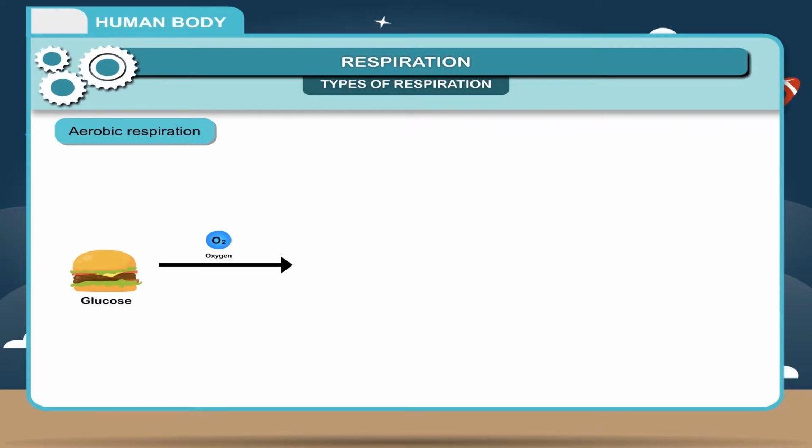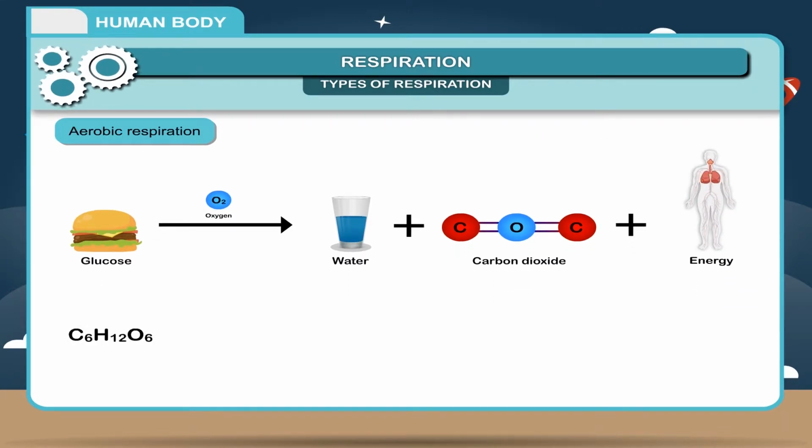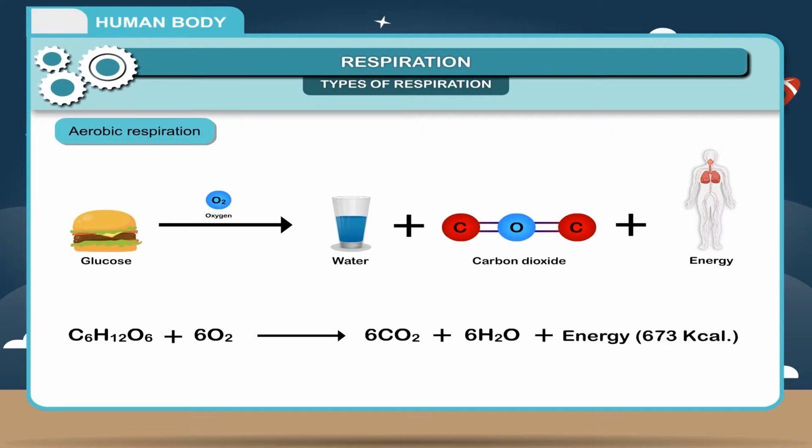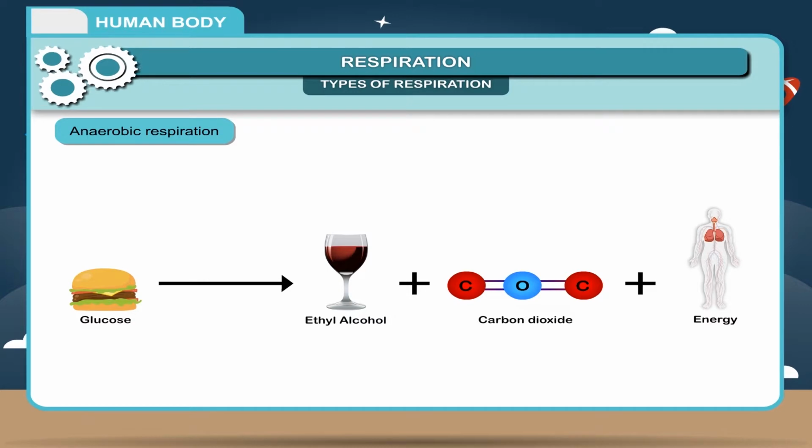Food plus oxygen gives rise to water plus carbon dioxide plus energy. C6H12O6 plus 6O2 gives rise to 6CO2 plus 6H2O plus energy, 673 kcal.